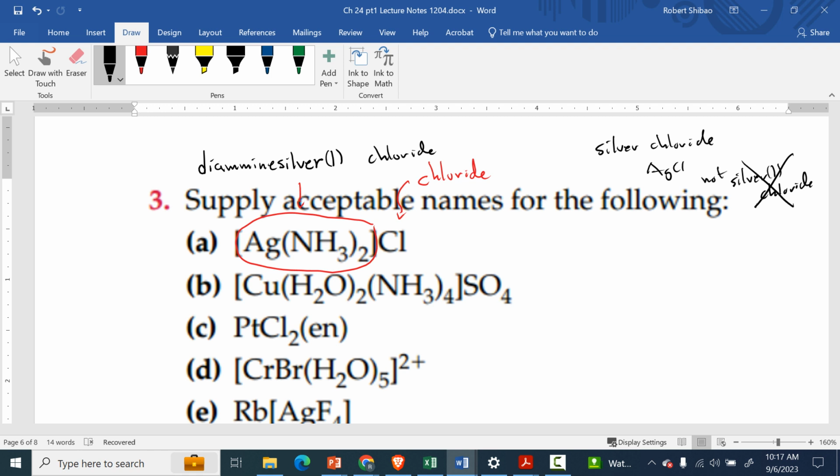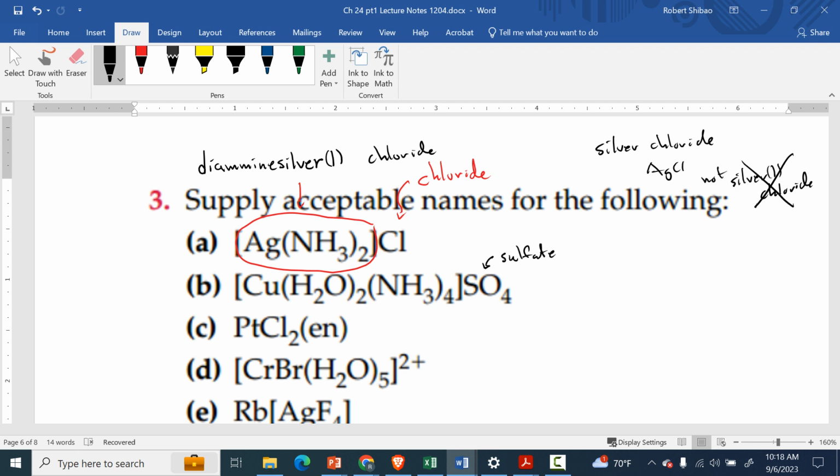All right, if we go on to B, B has a normal anion too. SO4 is called what? SO4 is sulfate. What's the charge on sulfate? -2. So this whole complex must be +2. Okay, then we look at the ligands. Ammonia is neutral, water is neutral. That means copper must be +2.